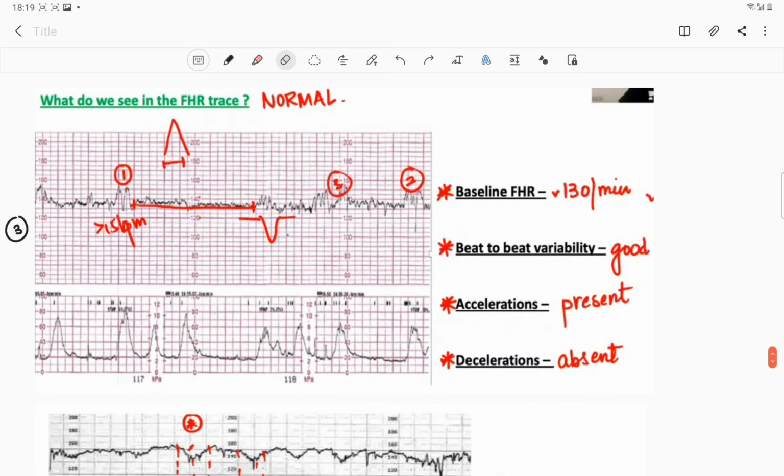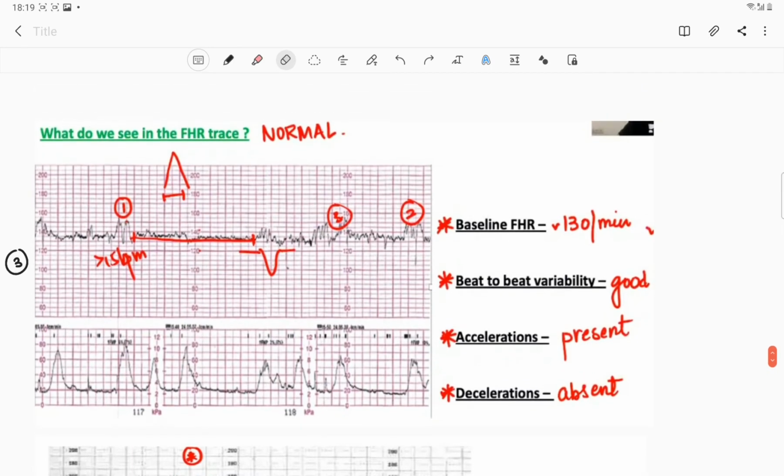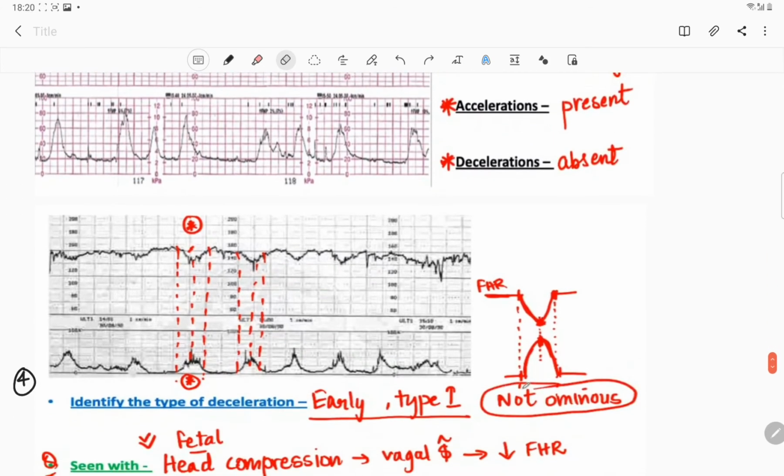Let's discuss some examples. This is a CTG. See, this is the baseline fetal heart rate. Here the baseline fetal heart rate is 130 beats per minute, and beat to beat variability is very good. There are 3 accelerations present and no deceleration is there. So this is a normal CTG trace.